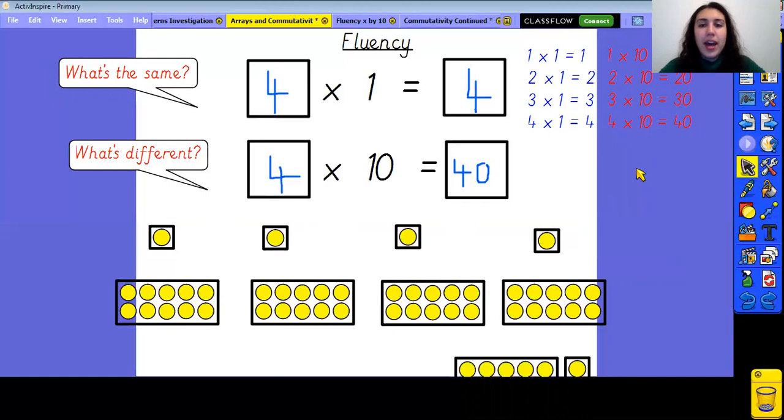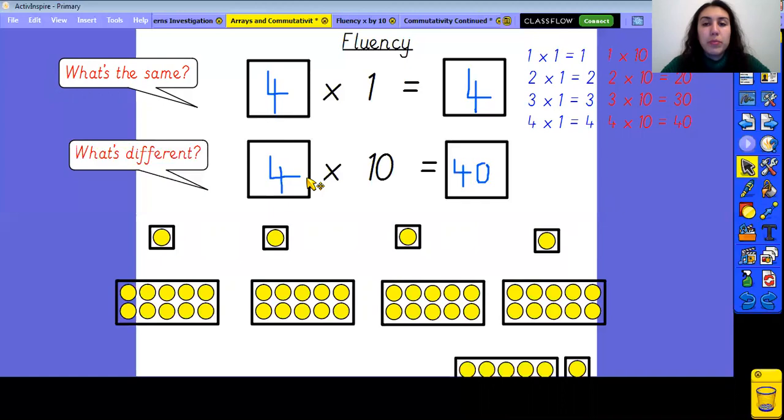Super. So I'm really intrigued to know what some of the things are that you might be saying, but unfortunately I can't hear you. So you might want to write them down or record yourself saying them and send them in. But you may have said something along the lines of, well, the same. My first factor is the same. I've got 4 groups for both of them, haven't I?